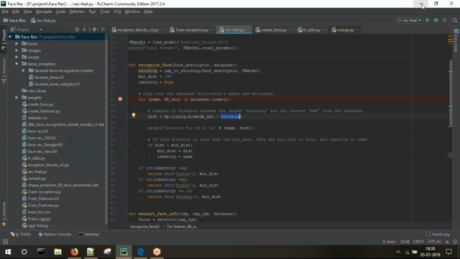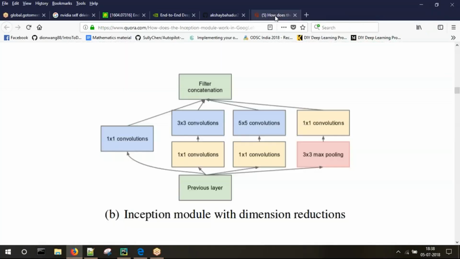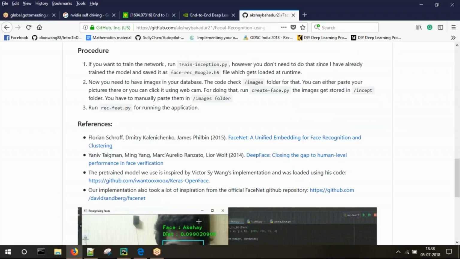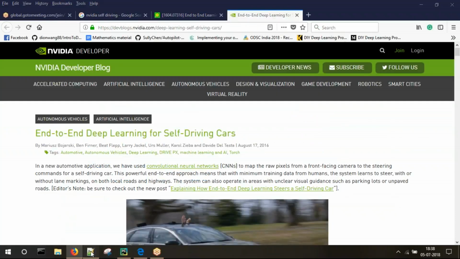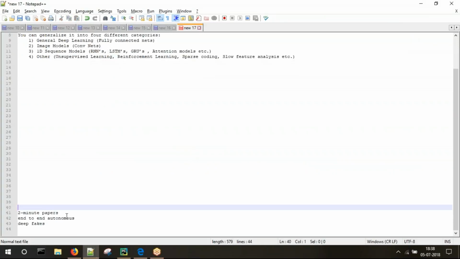I believe there are several approaches you can try with this, not just one, you can go with others as well. But I have worked specifically with this particular approach. Okay, so that was a brief introduction of what I could read about deep face, because I'm working on that.